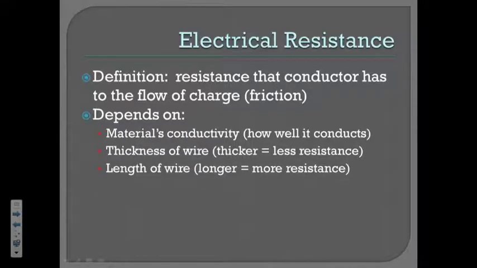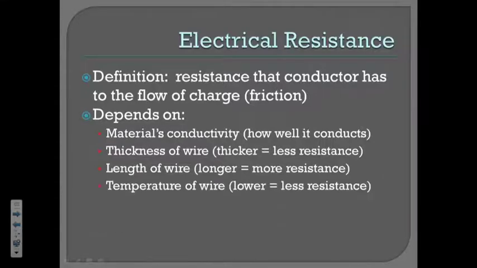Another thing is the length of the wire. However long the wire is, it could cause more resistance, because if you think about it, the longer the wire, the electrons are trying to flow through this wire, and they keep bumping into different things along the way. So the longer the wire, the more resistance, and it can slow down the flow of electrons as they're trying to move.